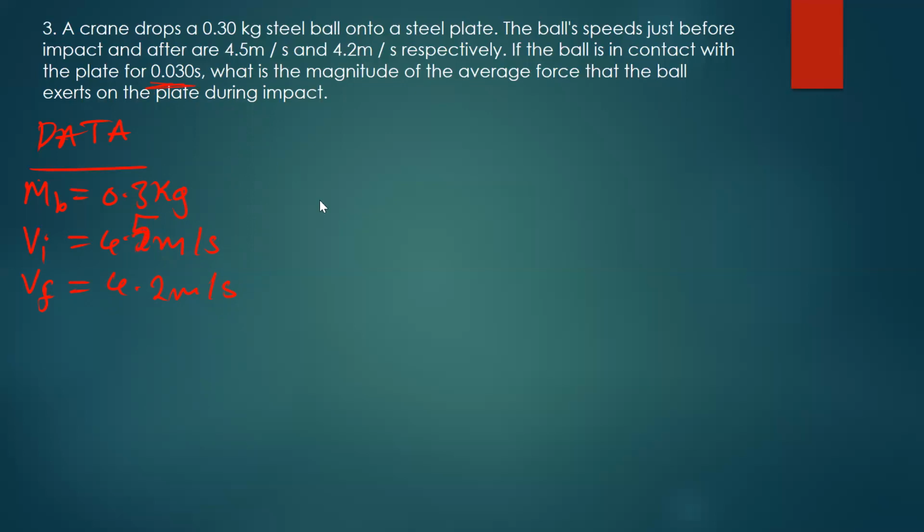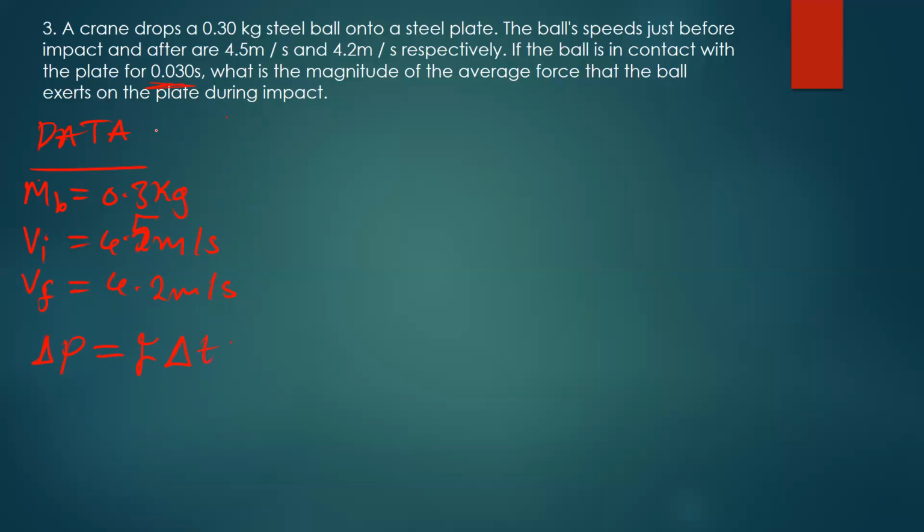That's the meaning of that statement, to say the ball was in contact with the plate for that period of time. So the question is asking us to find the magnitude of the average force the ball exerts on the plate during the impact. Like I said, the formula that joins the change in momentum with force is that the change in momentum is given by force times time. Of course, this time should also be the change in time.